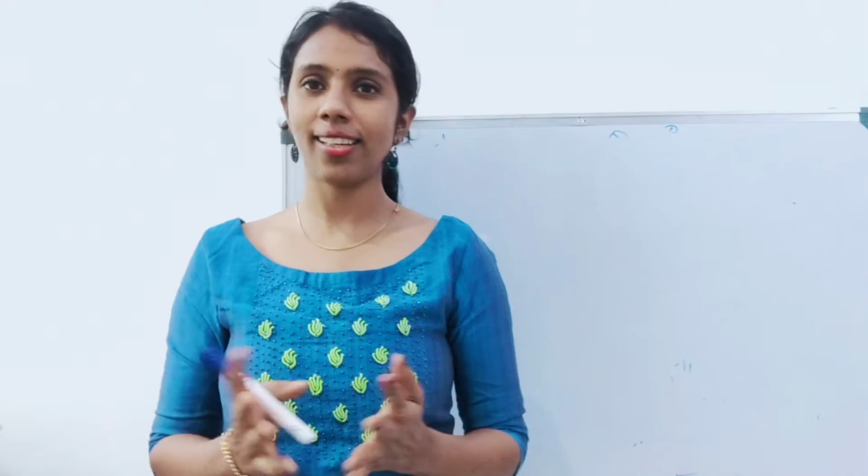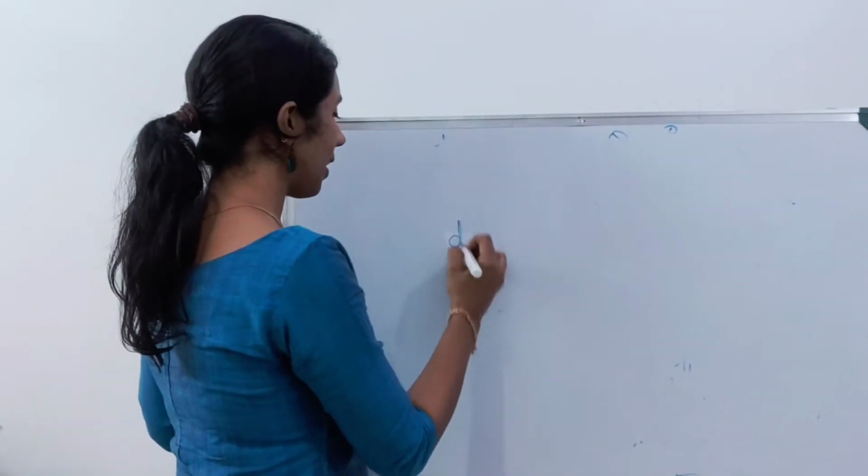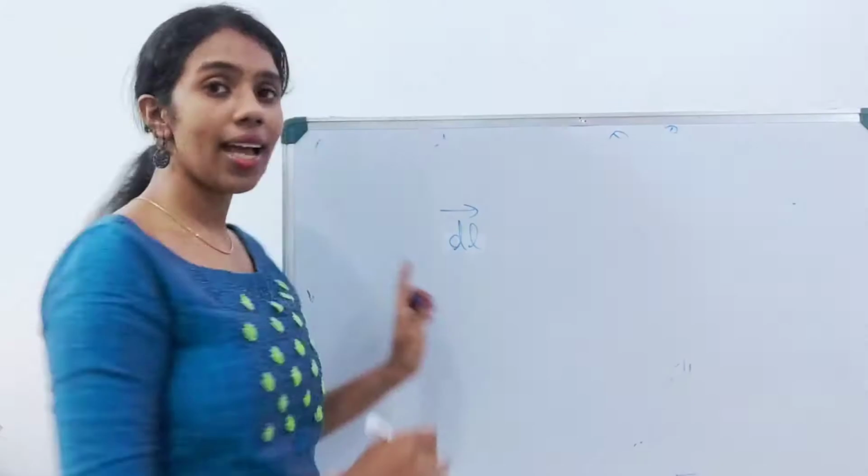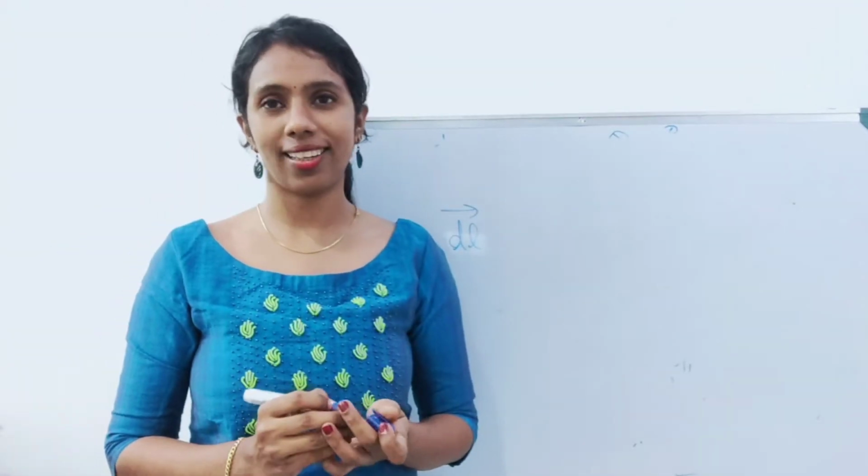A current carrying element always produces a magnetic field around it. It is convenient to assume that this magnetic field is due to the contribution from different segments of this conductor, and this small segment is known as a current element. The current element is usually denoted as dl, which has the same direction as the current.